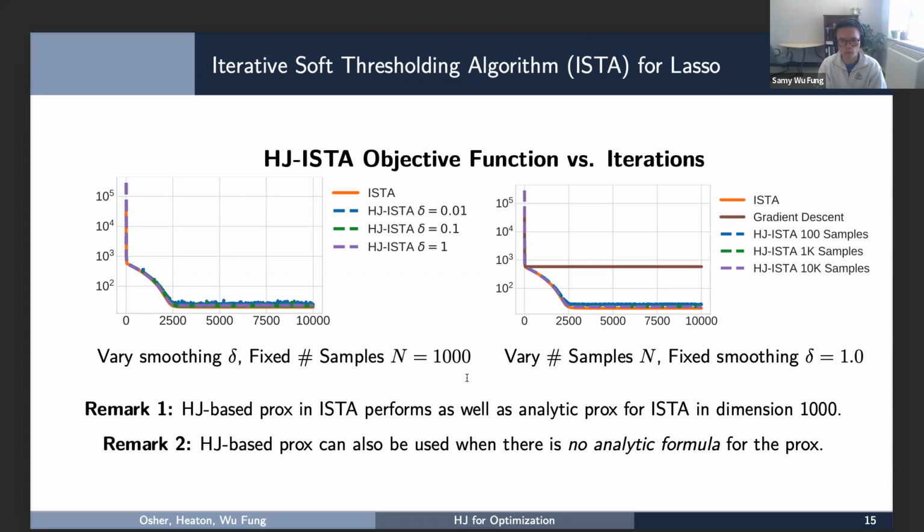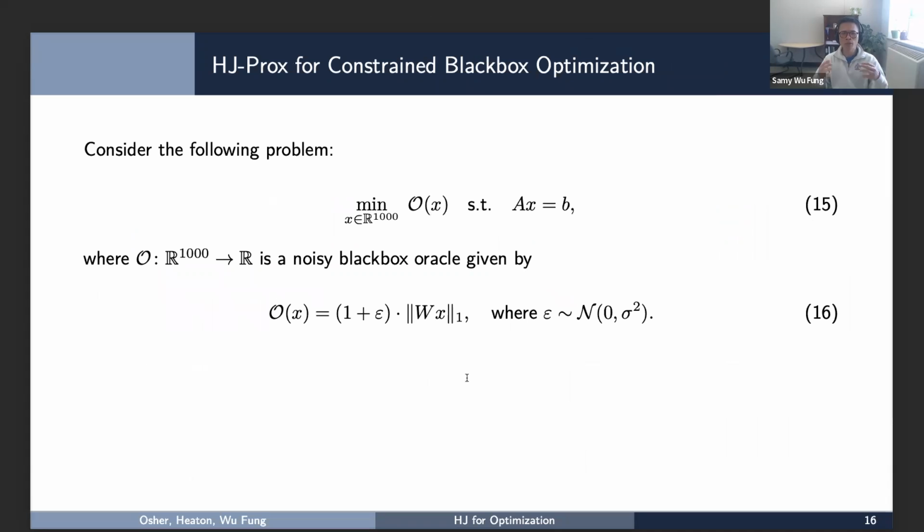And that's precisely what we will do in our next example. We're going to consider the following problem. Suppose I want to minimize some black box function, I don't know what it is, subject to some constraints, Ax = b. And O, for us, the way that we build this O is it's going to be some black box oracle function that is given by (1 + epsilon times some random matrix W) times x, just to correlate all the elements so that it's not just an L1 norm. And this noise is going to be some Gaussian noise.